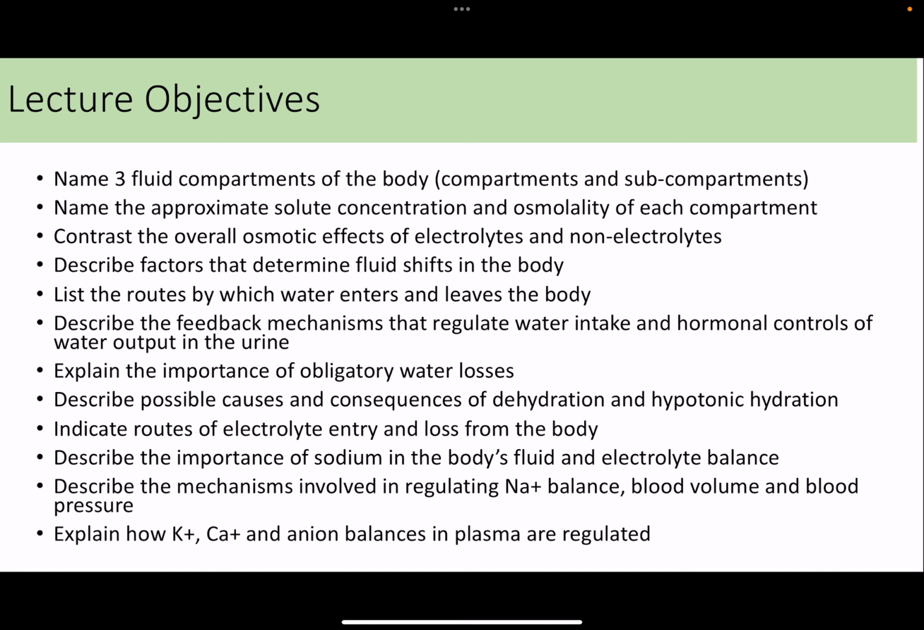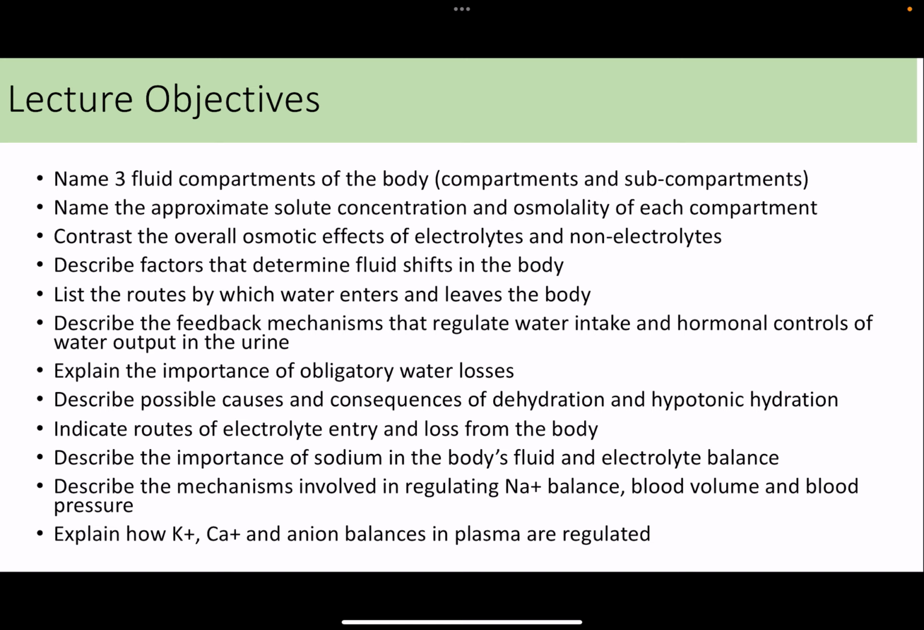All right, so lots to cover today. We'll talk about the 3 fluid compartments of the body, which should be a review. We'll talk about solute concentration and osmolality of each compartment. We've started talking about this, but we're going to add on to it. We'll talk about osmotic effects of electrolytes versus non-electrolytes. Describe factors that determine fluid shifts in our bodies, routes by which water enters and leaves the body.